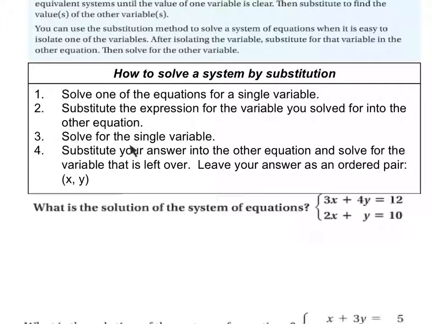Then, once you figure out what that single variable is, let's say x equals 2, you're going to take that x equals 2 and put it back into the other equation and find out what y is. So we're going to have to do a lot of algebra here in these examples. Again, we leave our answer always as an ordered pair, x and y. So you're going to find a value for x and a value for y.